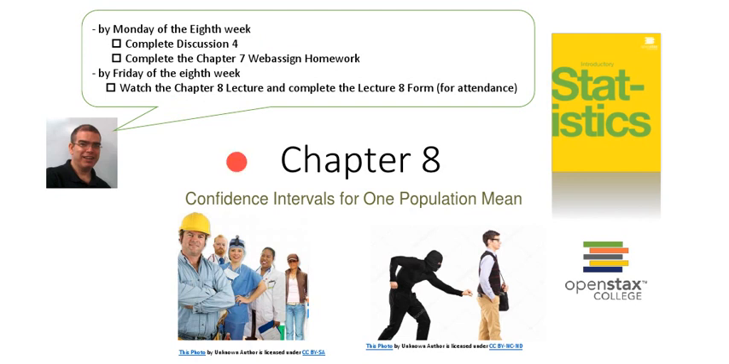Our discussion on Chapter 8 will focus specifically on confidence intervals for one population mean. And we'll go through a couple of examples on how to do that using both what's called the normal distribution and the student t distribution.